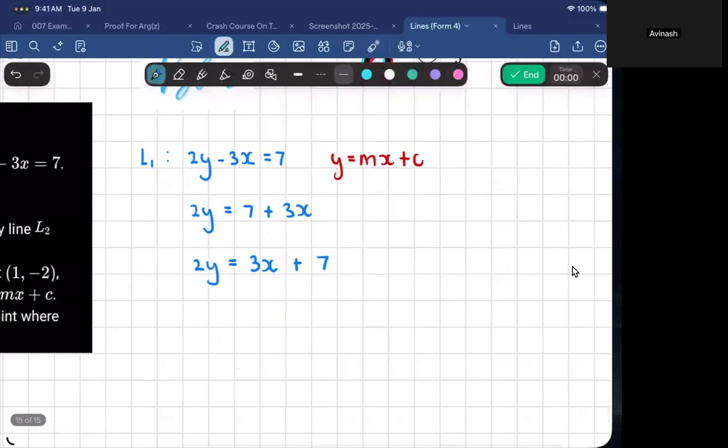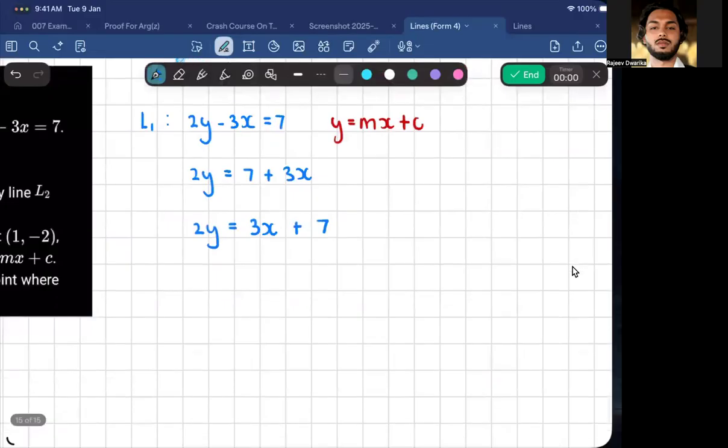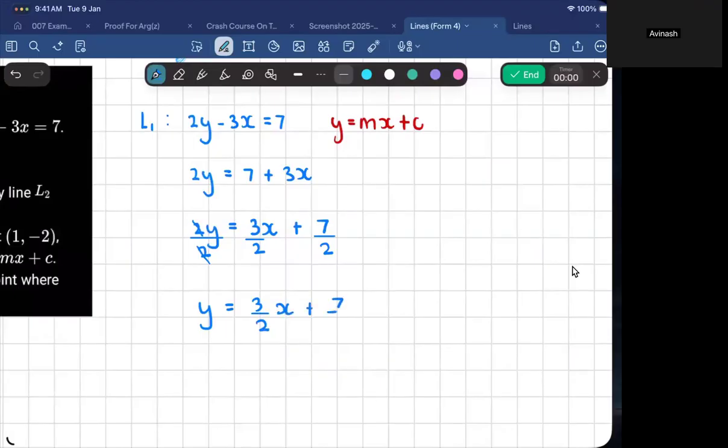Nice. And now we want to find for 1y, but we have 2y. If you have 2 of something and you want to find for 1, what do you have to do? Divide by 2. So we're going to divide this term by 2, and this by 2. So 2 and 2 cancel off. So y is just equal to 3 over 2 x plus 7 over 2.